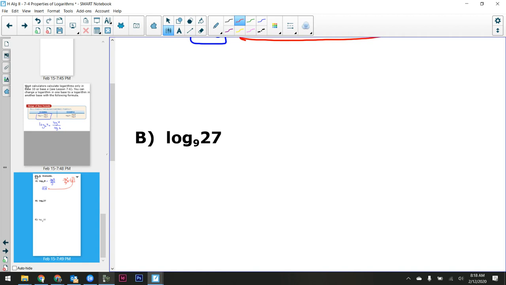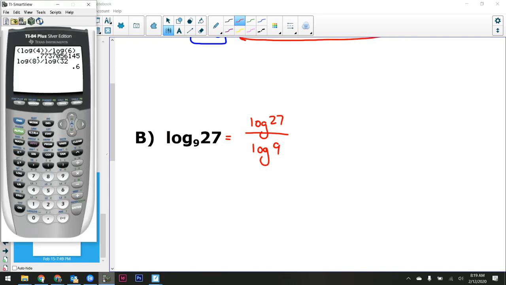Log base 9 of 27. This one almost looks like we should be able to do it without our calculators, but it's a 9, not a 3. I need log base 9. 9 to the what power is 27? So we would take log of 27 divided by log of 9, and we get 1.5.